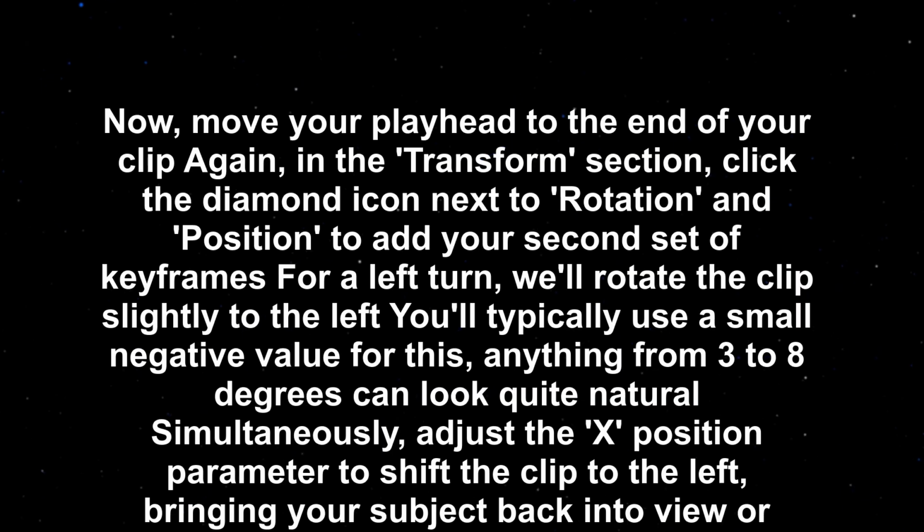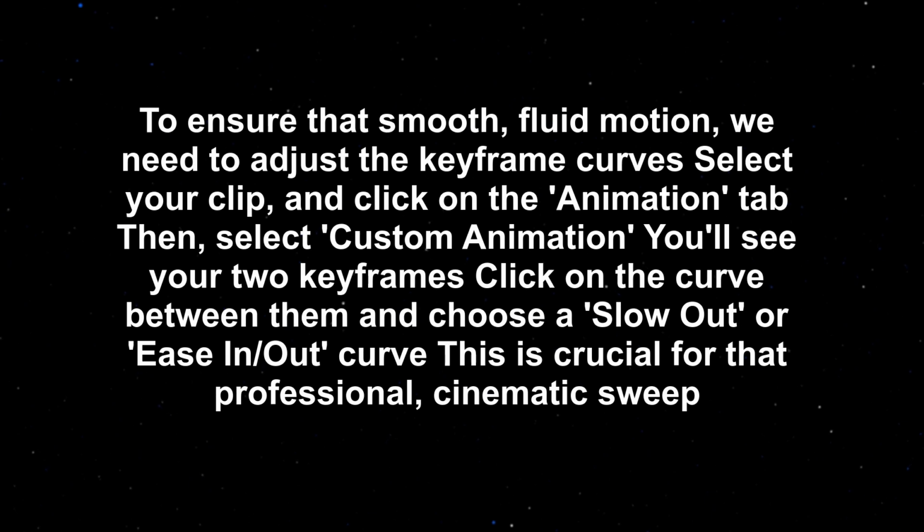a smooth reveal. To ensure that smooth, fluid motion, we need to adjust the keyframe curve. Select your clip and click on the Animation tab, then select Custom Animation. You'll see your two keyframes. Click on the curve between them and choose a slow out or ease in out curve. This is crucial for that professional cinematic sweep.